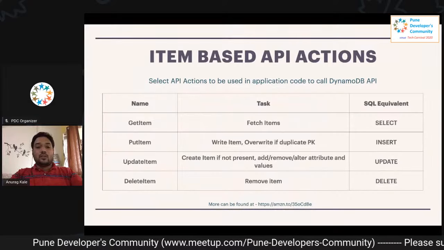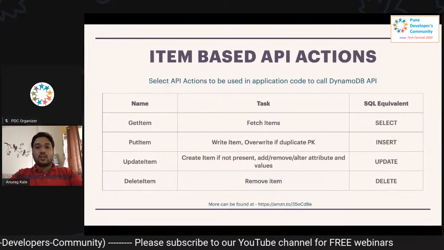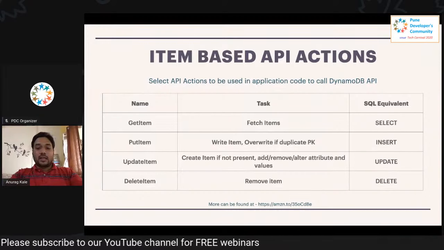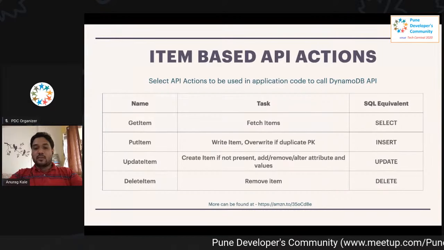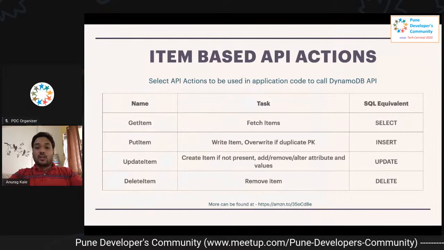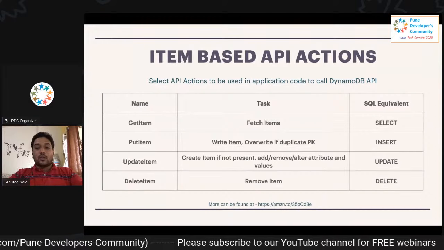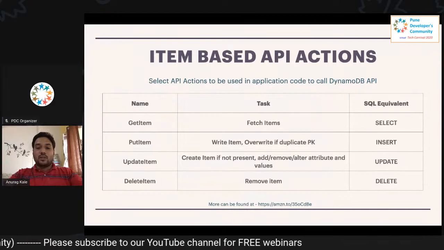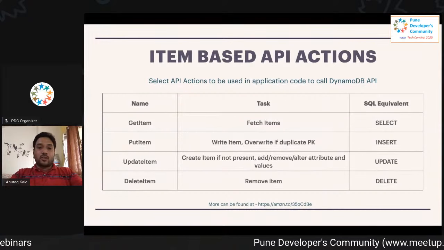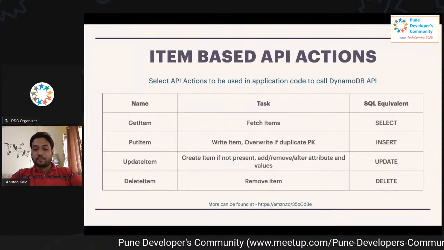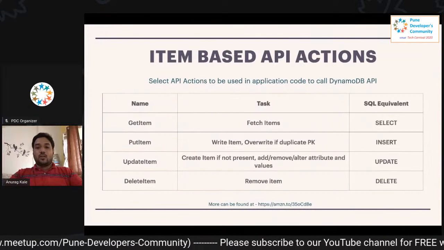Now, update item is a very peculiar, or you could say a little complex, API action. It will create an item if it is not present. When you say update with some primary key, and the primary key value is not present, it is going to create a new item for you. Or it can add, remove, and alter attributes and values for the existing primary keys. Delete item is basically used to remove, or delete, the entire item. There are more API actions that you can take a look at in the documentation.